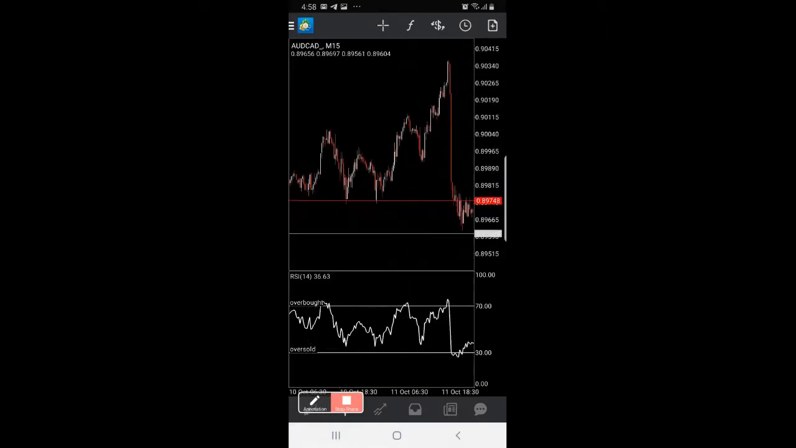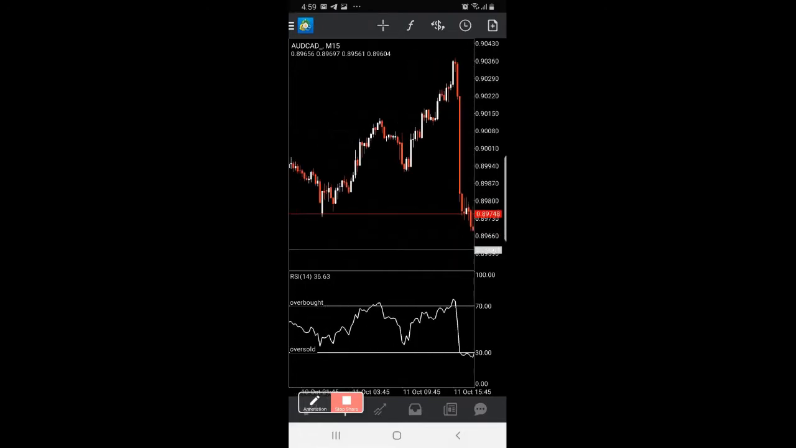So what we're saying is when price gets to the line here, 70 or higher, that's overbought. You're looking for sells. And see what happened here? You got a bearish engulfing pattern and price dropped.